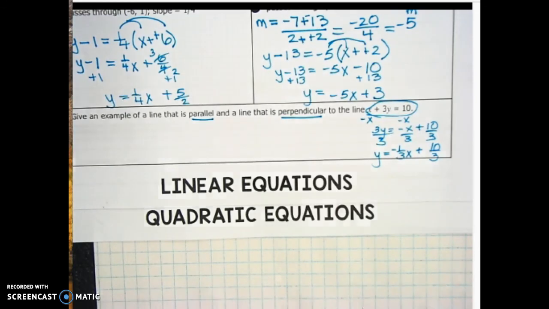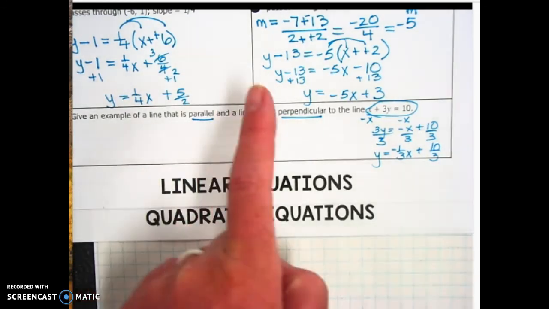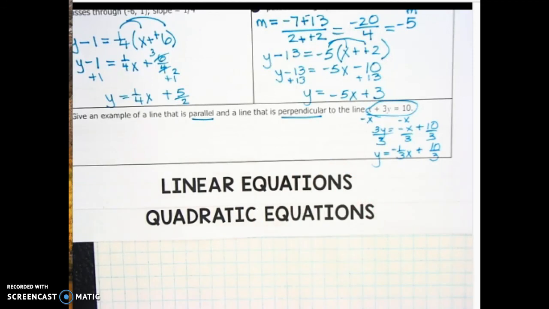So we need to get a line that's parallel to this, and we need a line that's perpendicular to this. Thank you. She's not here.